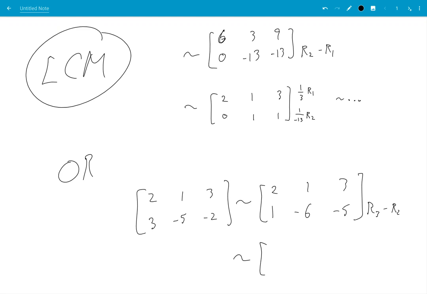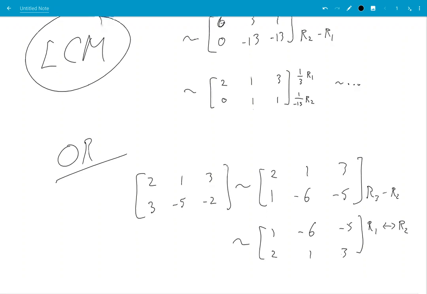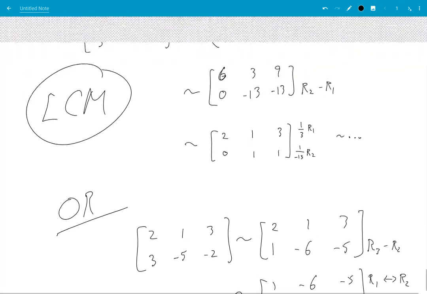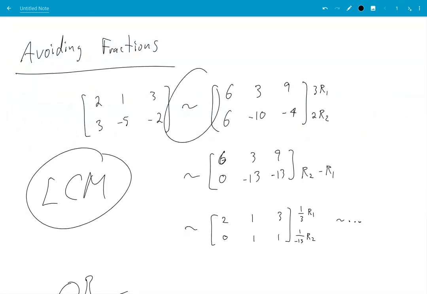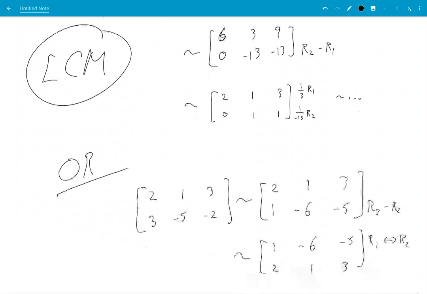Okay, now I can just interchange. And now I have a 1 where I want it to be, and I don't have fractions. And then you have to continue from here. So those are two little things I do to avoid fractions. Again, often the answer is going to have fractions in it, so you can't avoid fractions completely, but you want to at least delay. The first step should not introduce fractions.